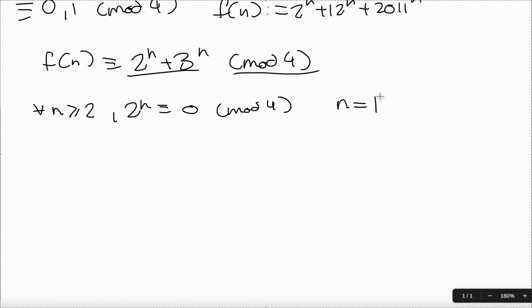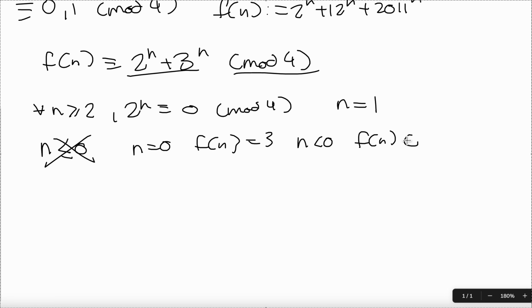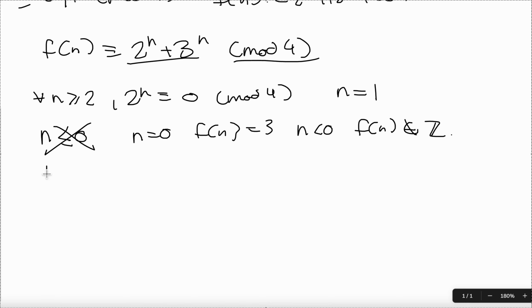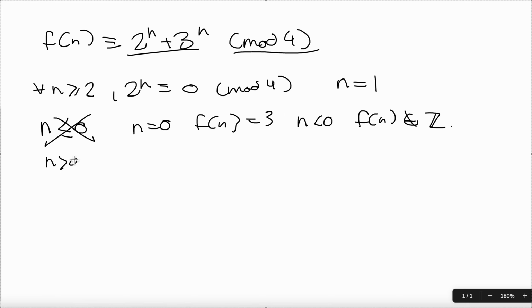And first of all, I'd just like to preclude here any n less than or equal to 0, because that does not work. If n equals 0, then we're just going to get f of n equals 3, and if n is less than 0, then f of n is not an integer. So we're only looking at n greater than 0, and so that leaves n less than 2, that leaves n equals 1 as a special case, where 2 to the 1 is not congruent to 0 mod 4.